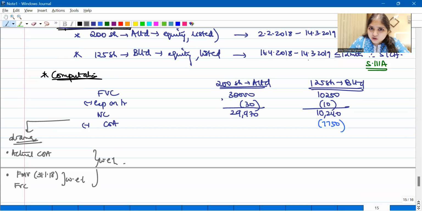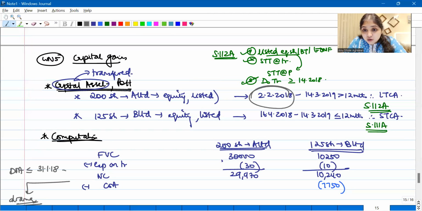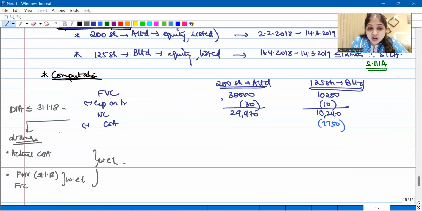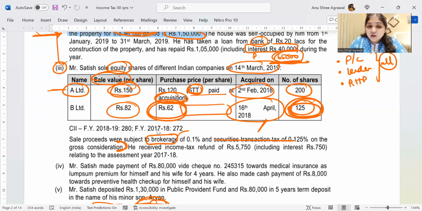But tell me, just because 112A, will you always do this drama calculation? No. When do you do the drama calculation? Only if the date of acquisition is on or before which date? Come on, everybody tell me. Only if the date of acquisition is on or before 31st Jan 2018. But did we acquire on or before 31st Jan 2018? No. We have acquired on 2nd February 2018. So will I apply this drama calculation? No drama. I'll take it straightforward as it is.